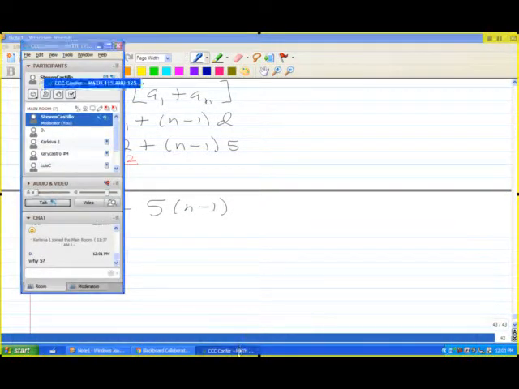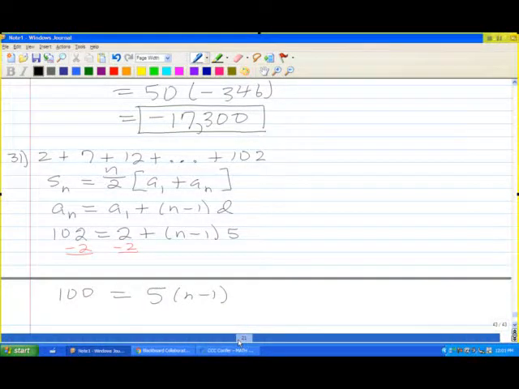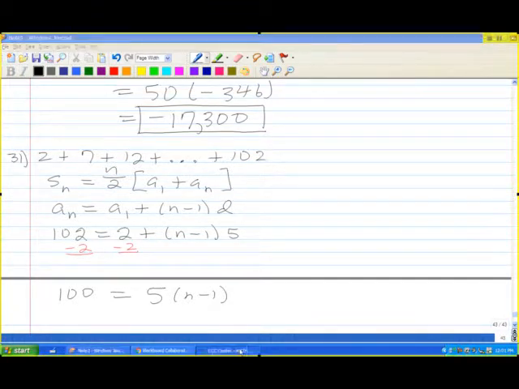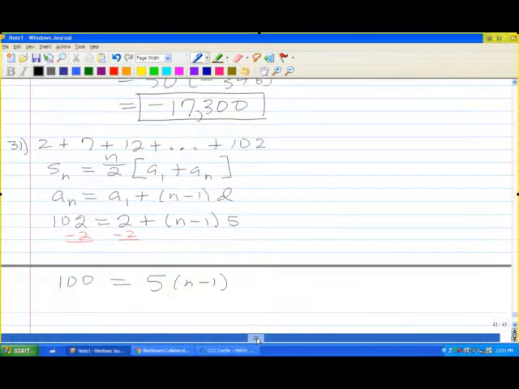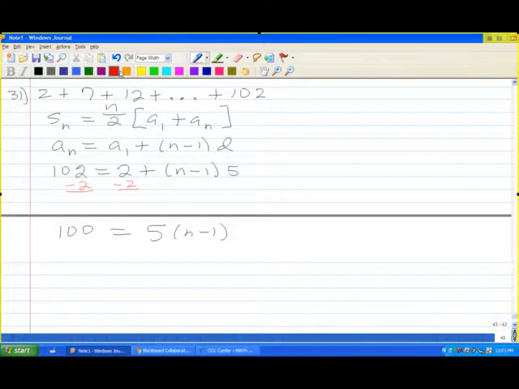What's the common difference? How do I go from 2 to 7 to 12? What am I always adding? I'm always adding 5. Okay? Is that clear? Okay, good. So let's divide both sides of my equation by 5.